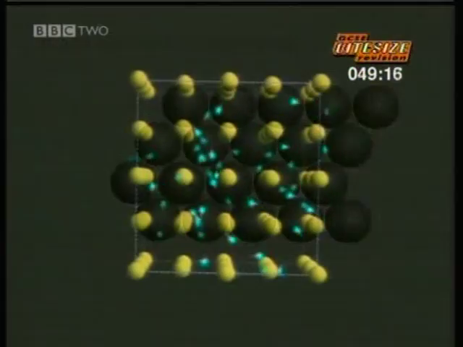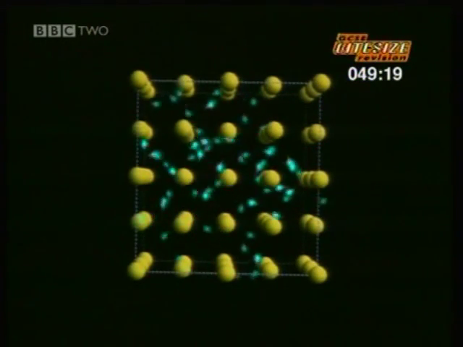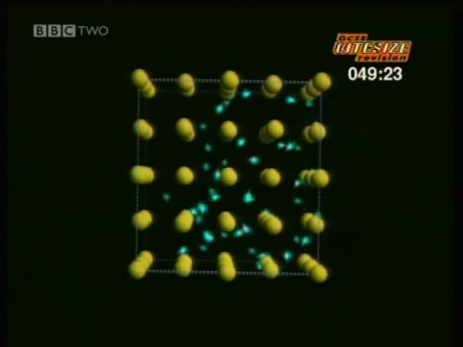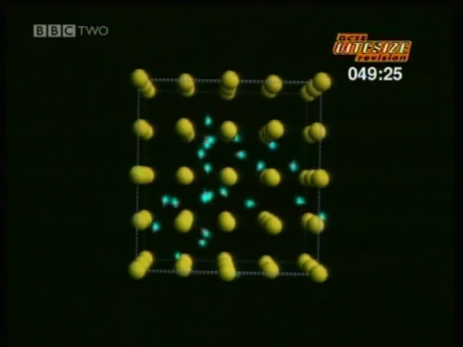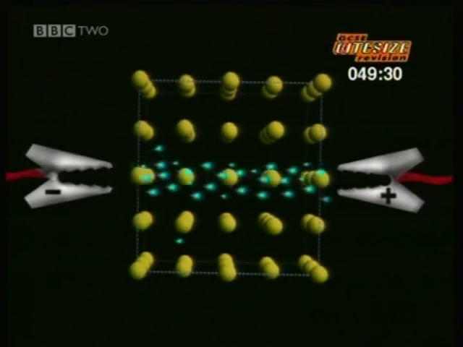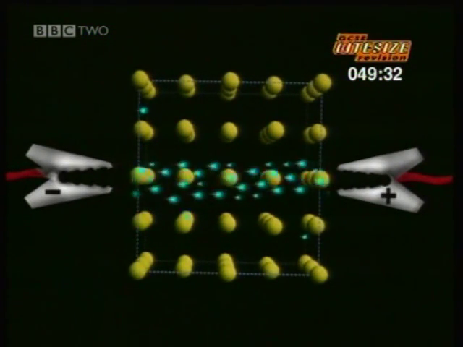The atoms in metals are also held together in a sea of moving electrons, which are free to move around throughout the whole metal structure. These free-roaming electrons also explain why metals are good conductors of electricity and heat.